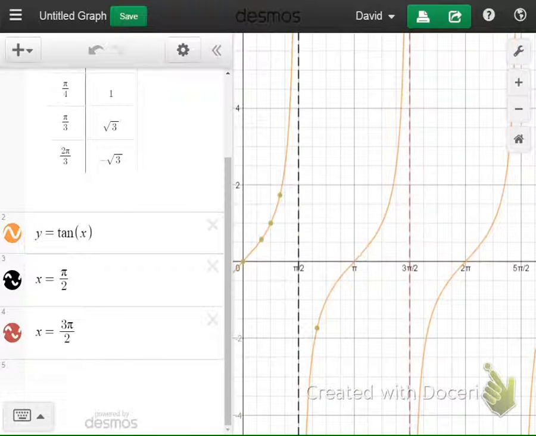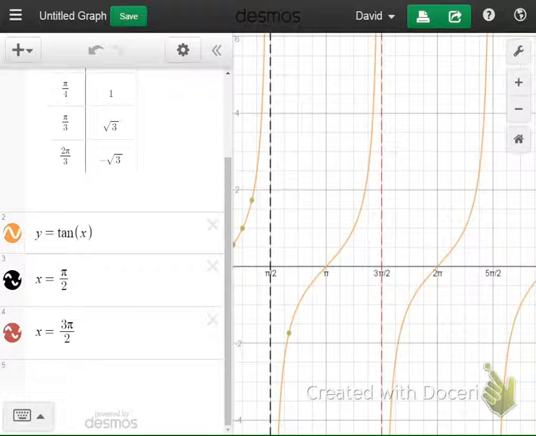Okay, so this section is what's repeated between the black and the red lines. The width of this is just pi, so we say that the period of tangent is pi. It's different than cosine and sine, for example, which have a period of 2 pi. After looking at this, students were to sketch this in their notes.